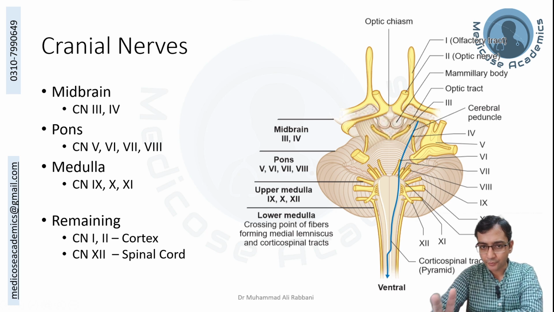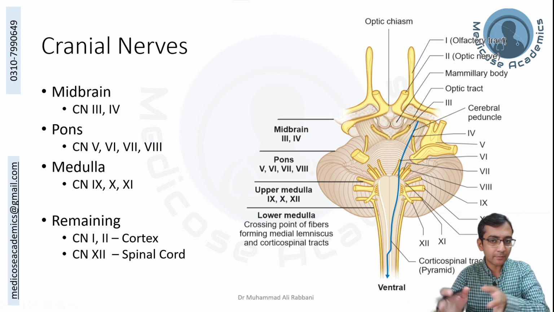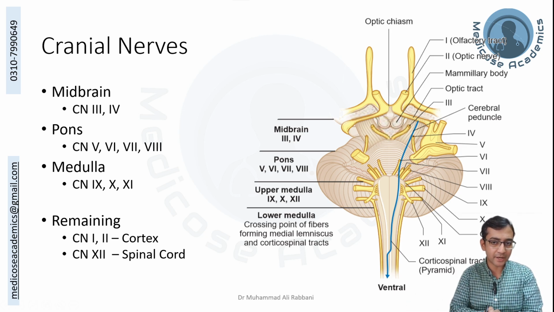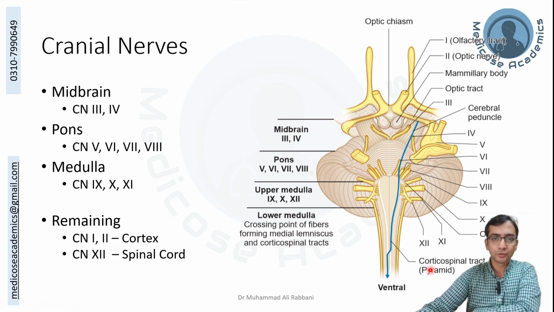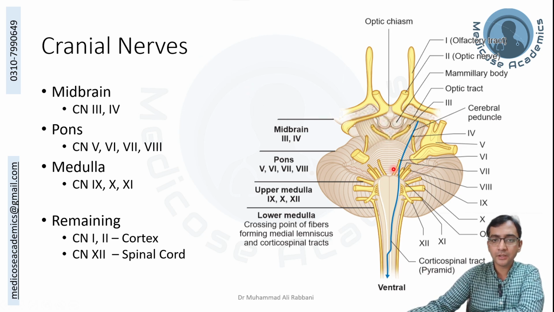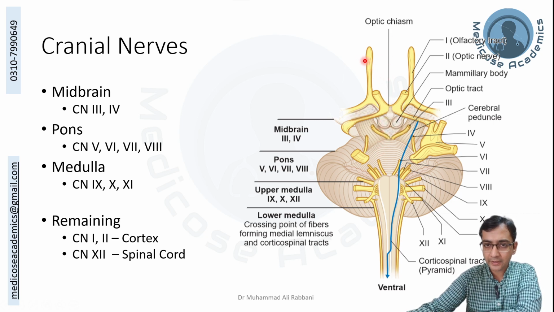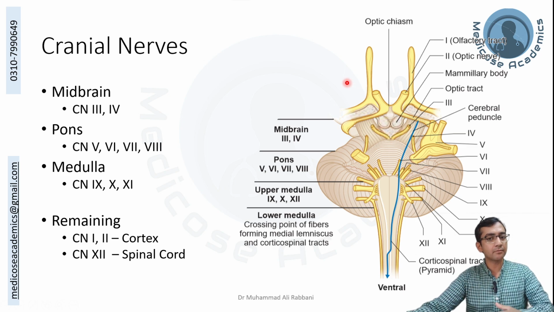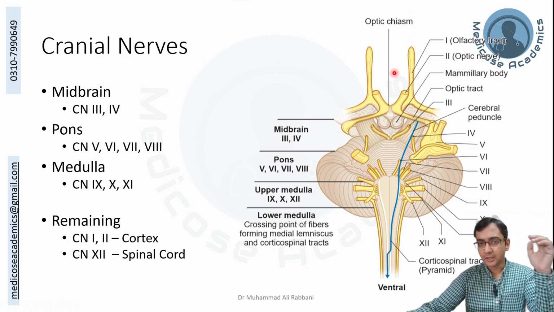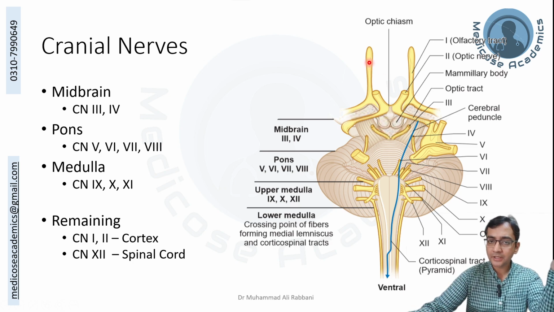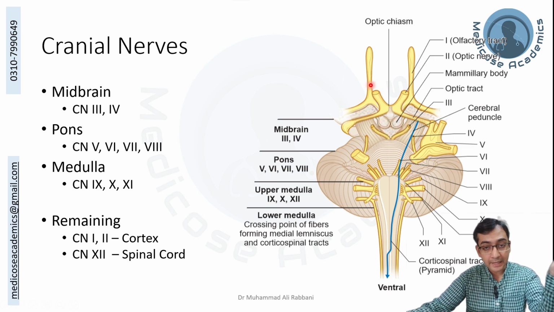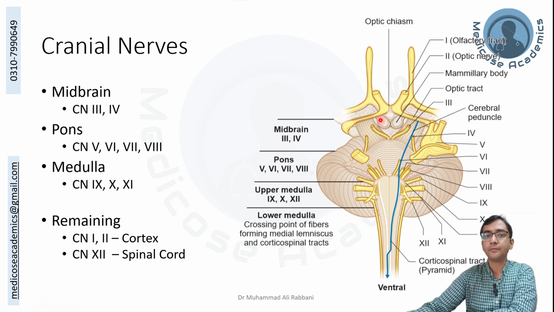Two things that we are going to focus on: which cranial nerves are present at what level, and roughly where each of the tracts is present. As far as cranial nerves are concerned, from above downwards, the first two nerves, olfactory and optic, are above the brainstem. The olfactory goes into the telencephalon part of the forebrain. The optic is from the diencephalon part of the forebrain.